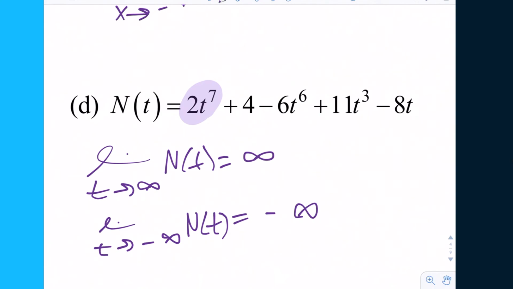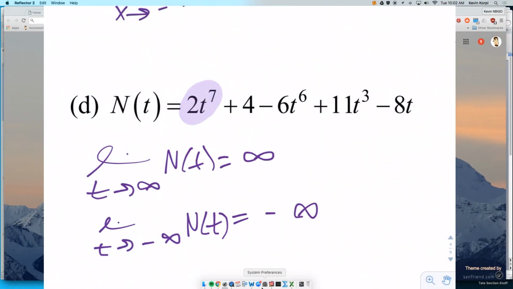Okay, so the leading term's sign always gives you which end behavior? Left or right? Right end behavior. Good. And then looking at the degree, you can decide if it's the same or the opposite on the left-hand side.